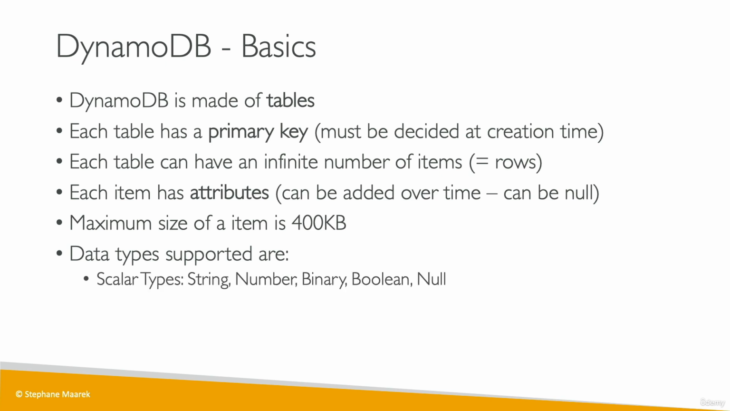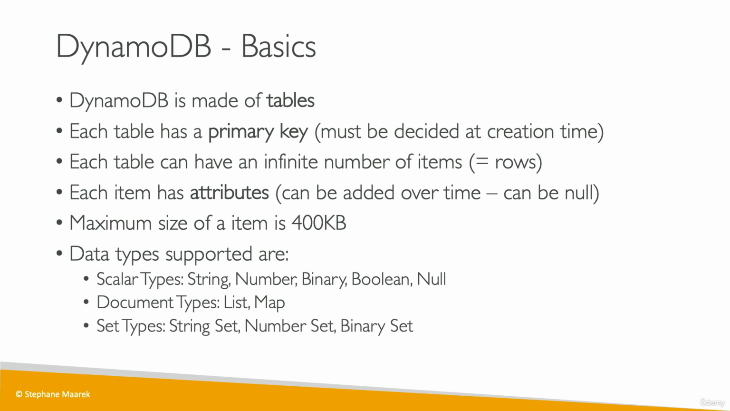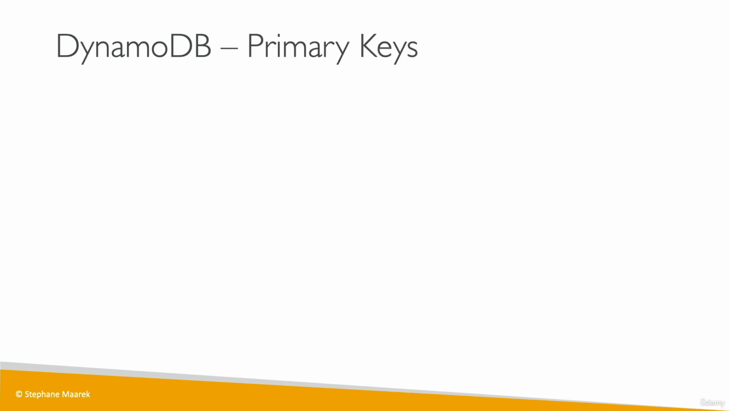And in terms of data types supported, you have scalar, so string, number, binary, boolean, null. You get document types such as list, map, and you get set types such as string set, number set, and binary sets. Okay, primary key is more important.